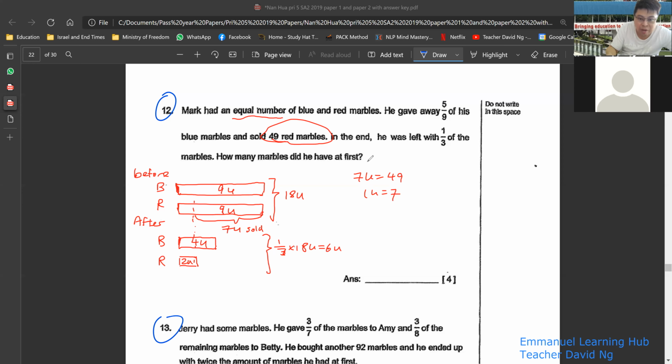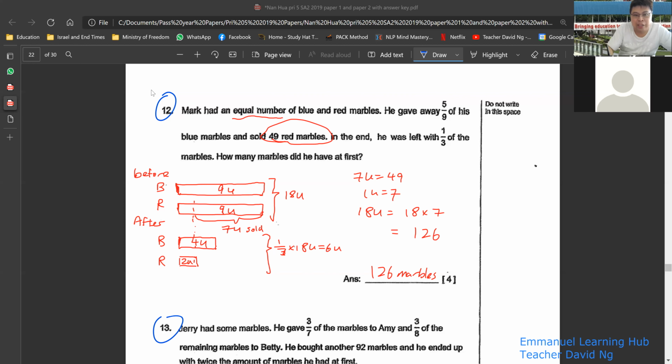How many marbles did he have at first? 18 units. 18 times 7, same thing, ask your friend calculator. 126. 126 marbles. Got it? Can you understand? Yes. Okay, can move on already.